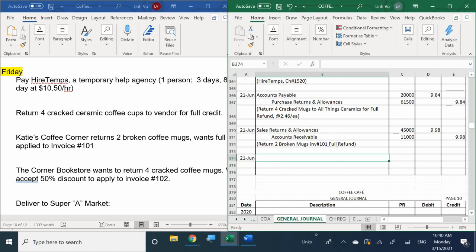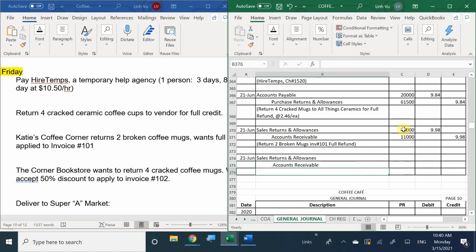So we convinced him otherwise. So he's willing to accept a 50% discount. Maybe he didn't need those cups after all. So he's accepting that. So how do we journalize this? You said sales returns and allowances. Good. And of course, where is this being taken out of? Not accounts payable. Accounts what? Receivable. Yes. It's the customer. Okay. Good.